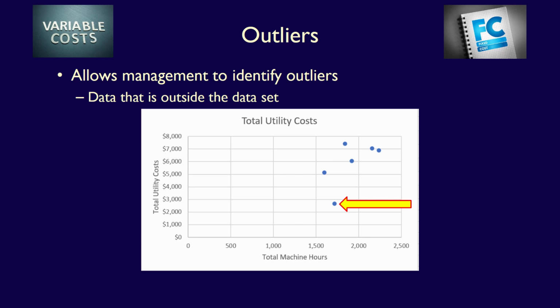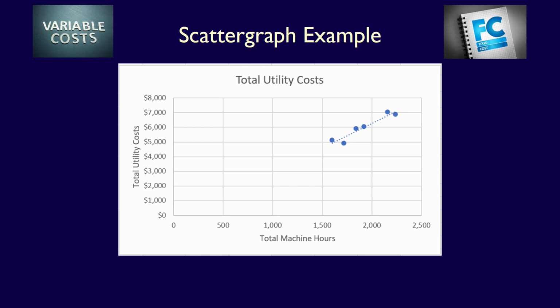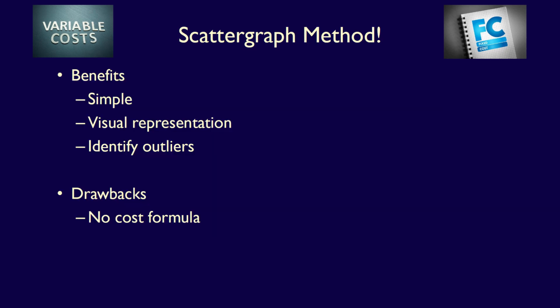Management might wish to further investigate outliers to determine how and why they happened. This is one of the main benefits from using scattergraphs. Going back to our original scattergraph, one of the drawbacks is that even though we can use the scattergraph to visually interpret the relationship between the cost driver and the costs, we do not have a cost formula which we could then use to predict costs at different levels of activity. We now have the benefits of scattergraphs, such as simplicity, visual representation, and identification of outliers. But we also have the drawback, which is that there is no objective cost formula which can be used to predict costs at different levels of activity.